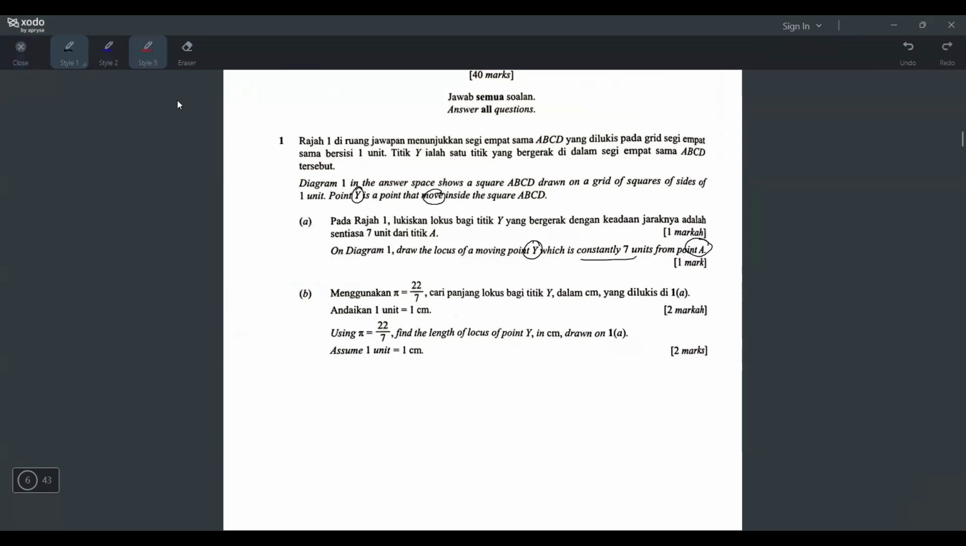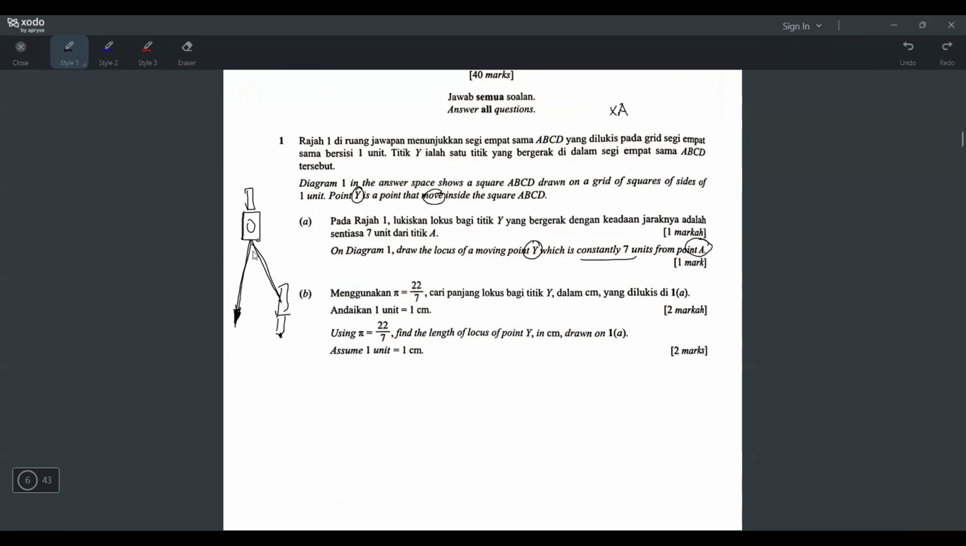Okay, you need a compass, right? Because they say the moving point Y is constantly 7 units from A. It means your A will be the center of the circle, and what you have to do is use a compass. Let me draw a compass. Do you know what a compass is? This is the sharp part, and the other part is for the pencil. This is called a compass, jangka lukis.